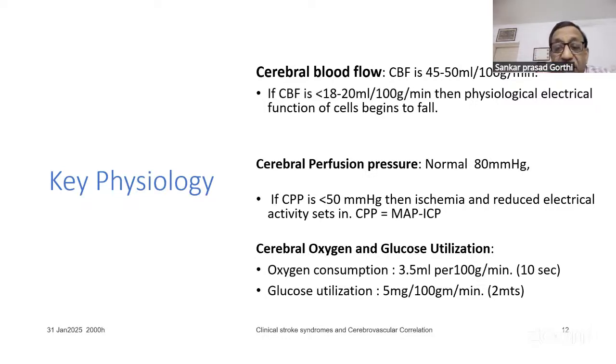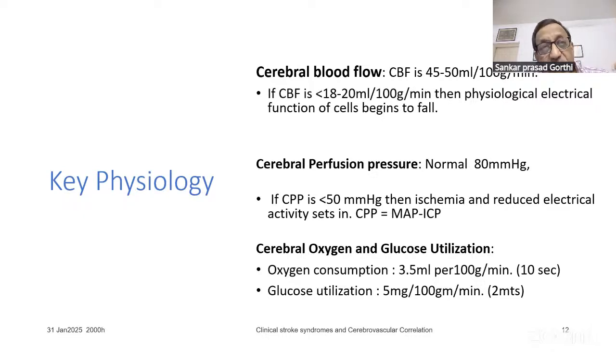So the normal perfusion pressure, which keeps the blood flow smoothly and the supply is constantly maintained, is about 80 millimeters of mercury. If it falls less than 50, then ischemia and reduced electrical activity sets in. So that is why we always look at the monitor and see what is the mean arterial pressure. That minus intracranial pressure, you get a cerebral perfusion pressure.